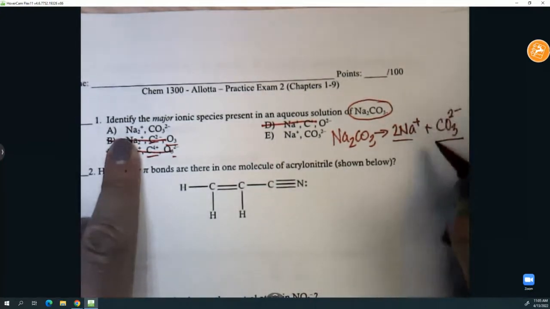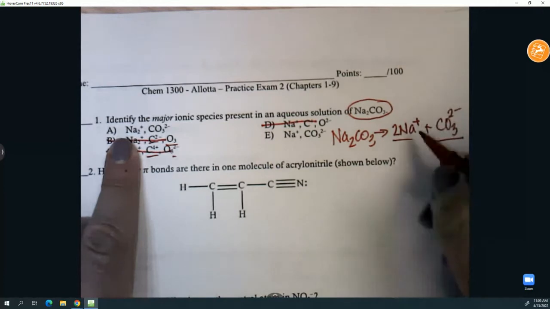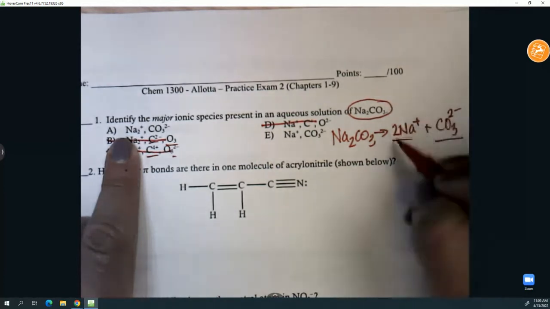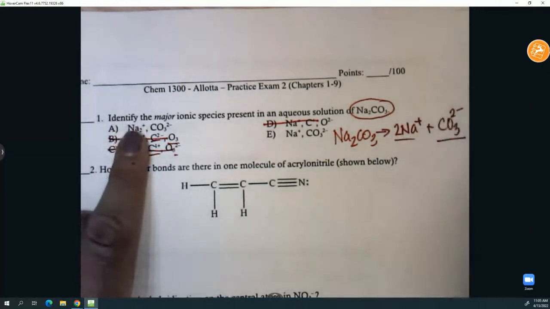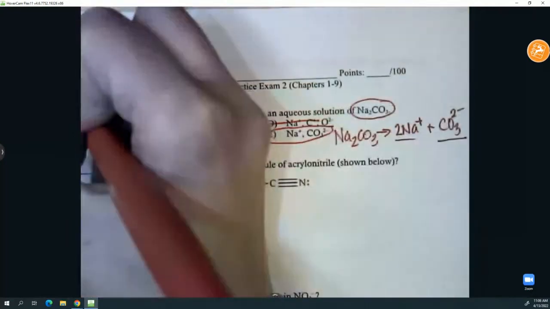What's important to know there is that the sodiums will separate from each other. This is just 2 random sodiums not attached to each other. So this is not correct. E is what I want to pick here.